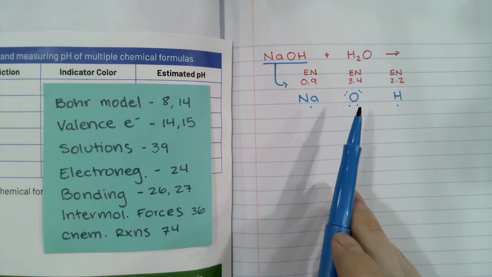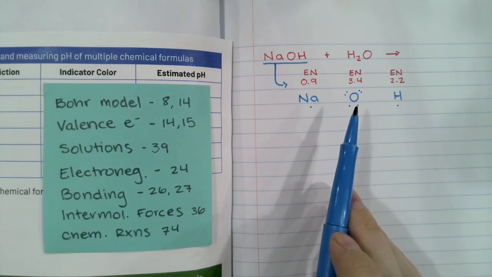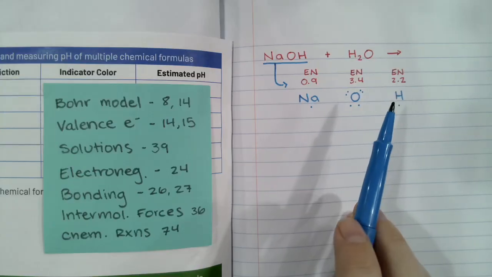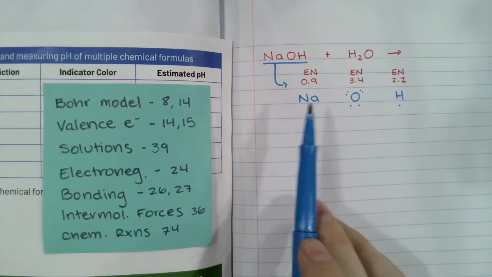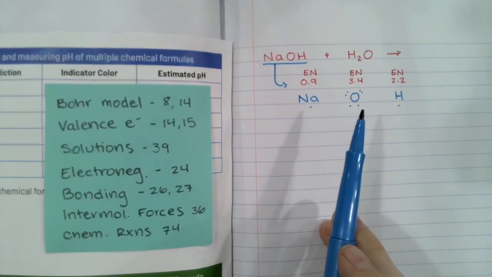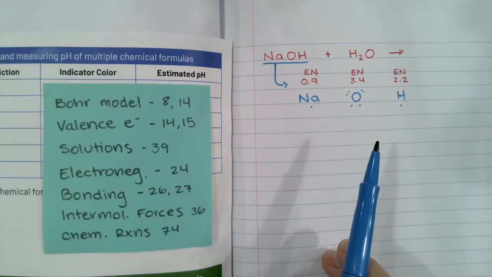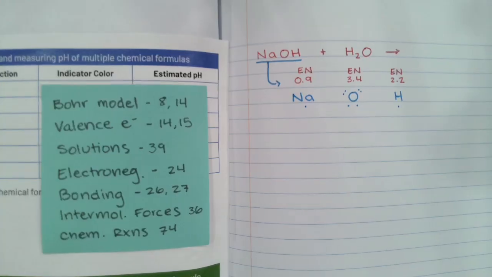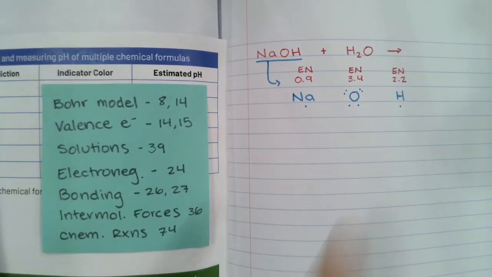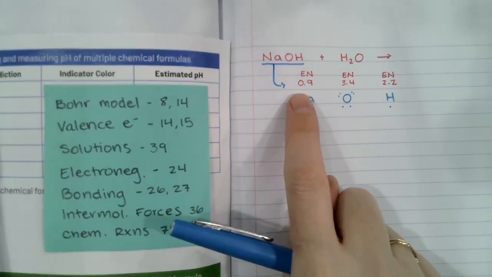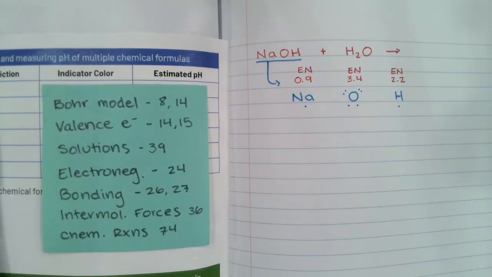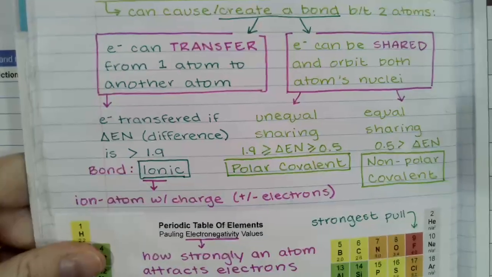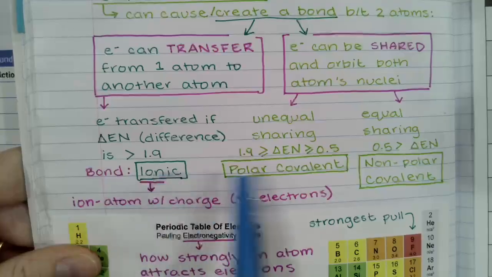2 covalent bonds. Okay, hydrogen can only form one, but what if oxygen and sodium form a bond? What kind of bond is that going to be? All right, let's find out. What is 3.4 minus 0.9? 2.5. All right, you tell me. Is that going to be ionic, polar covalent, or nonpolar covalent?